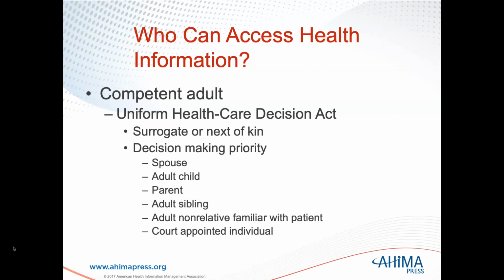So a competent adult, again. There is the Uniform Healthcare Decision Act that also permits a surrogate or next of kin. There is now an established decision-making priority tree. So the first line is the competent adult. If they are not available or are not competent or are not conscious, it goes to the spouse. Then it goes to adult child, and typically it's the oldest down to the youngest. Then parent, then adult sibling, and again, oldest to youngest. Adult non-relative that's familiar with the patient, or a court-appointed individual.